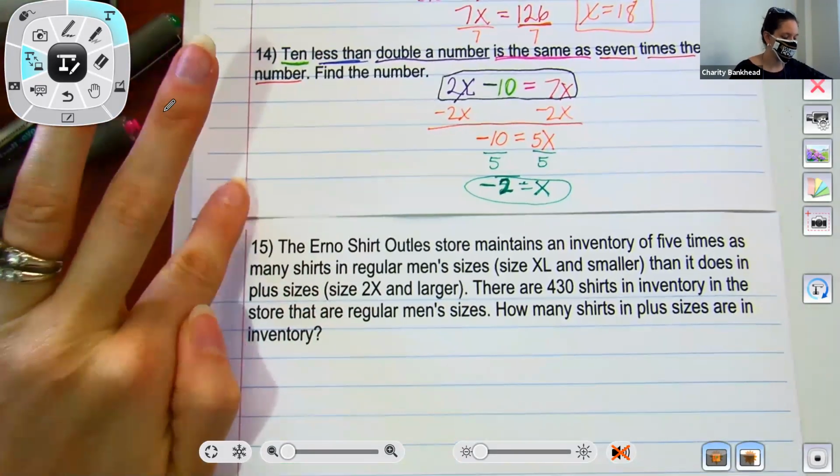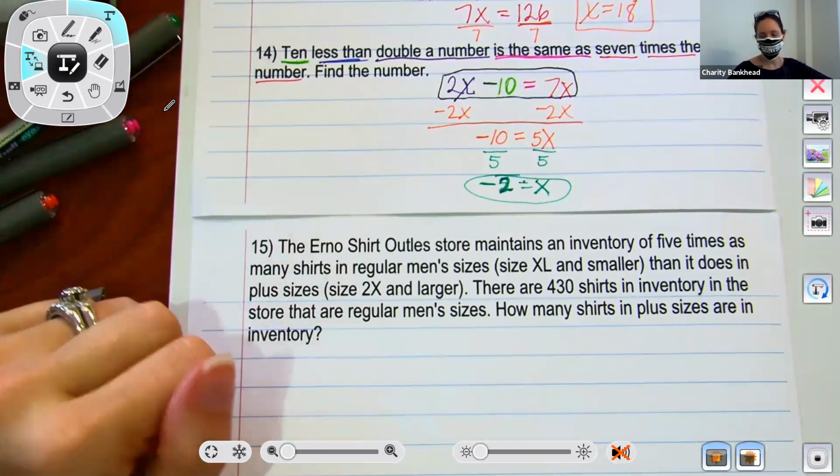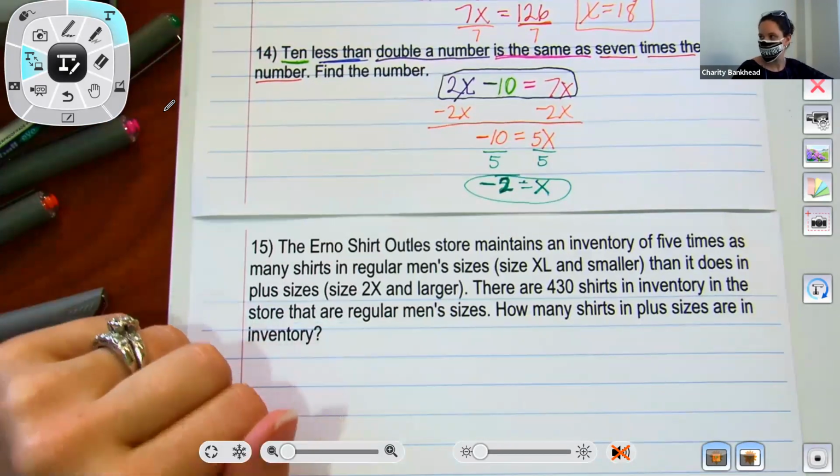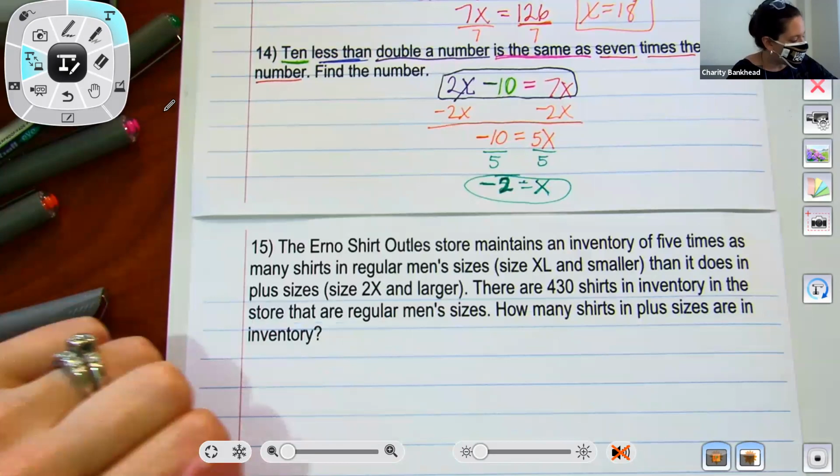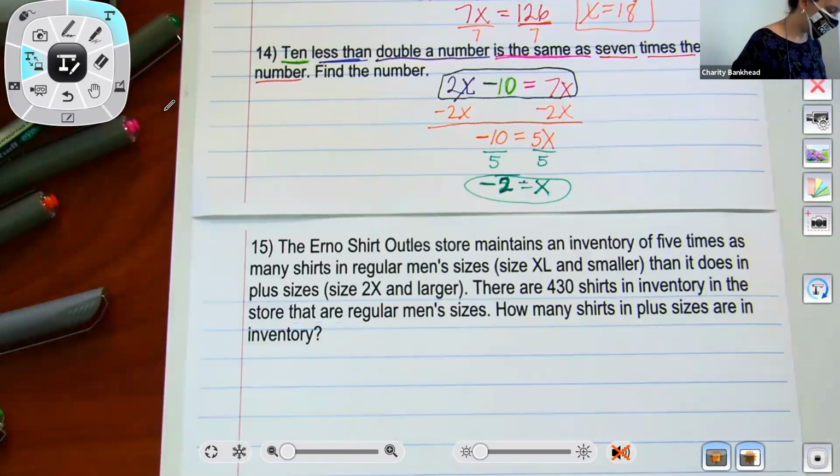So now we get something a little bit more application-y. All right, number 15 says the Erno shirt outlet store maintains an inventory of 5 times as many shirts in regular men's sizes XL and smaller than it does in plus sizes of 2X and larger. There are 430 shirts in inventory in the store that are regular men's sizes. How many shirts in plus sizes are in inventory?